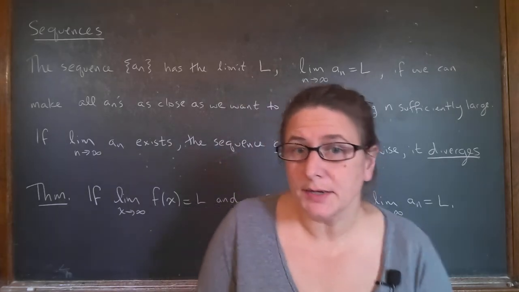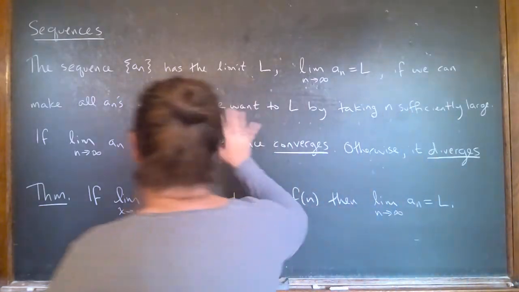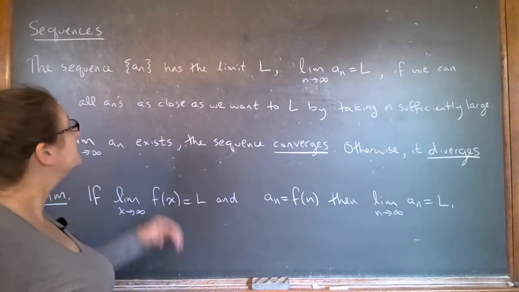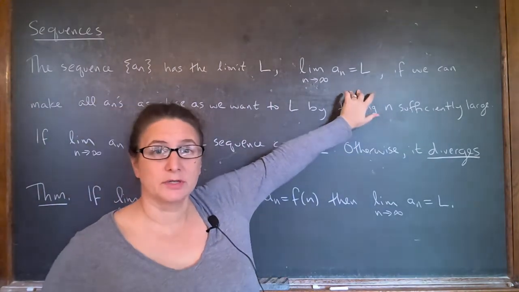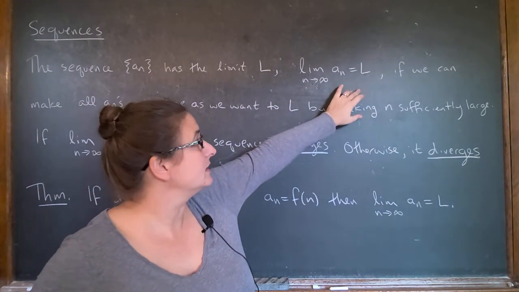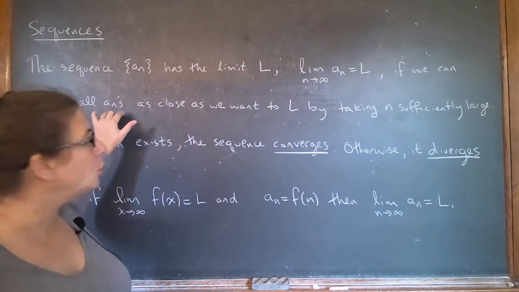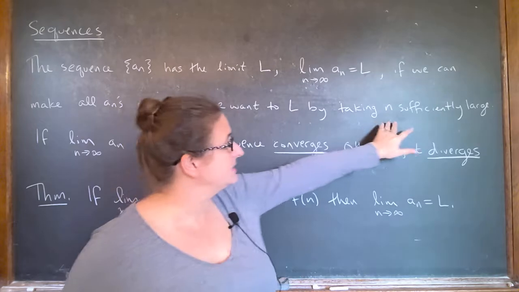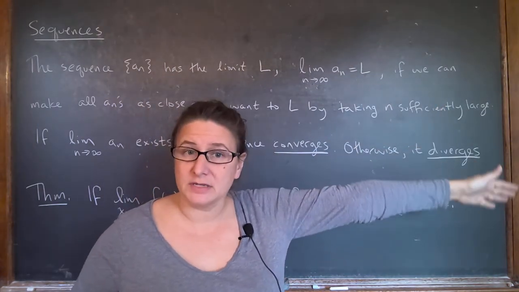To be a little clearer about what we mean by the limit of a sequence, I wrote up the intuitive definition. A sequence has the limit L, and we'll write that the same way as we usually do: the limit as n goes to infinity equals L, if we can make all the a_n as close as we want to L by taking n sufficiently large. In other words, we're going far enough out on the sequence.